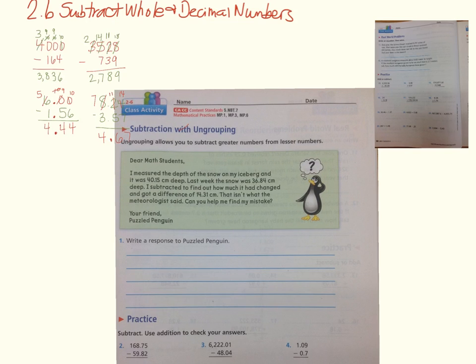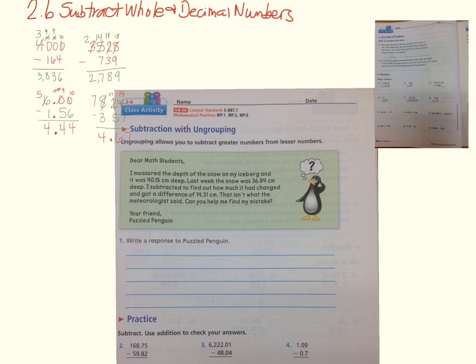Dear math students, I measured the depth of the snow on my iceberg, and it was 40 and 15 hundredths centimeters deep. Last week, the snow was 36 and 84 hundredths centimeters deep. I subtracted to find out how much it had changed, and I got a difference of 14 and 31 hundredths centimeters. That isn't what the meteorologist said. Can you help me find my mistake?